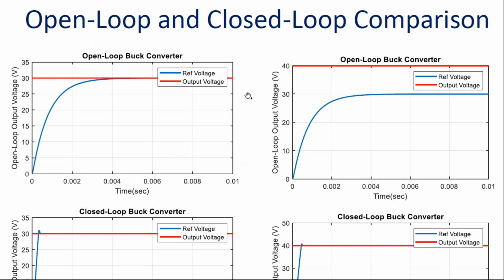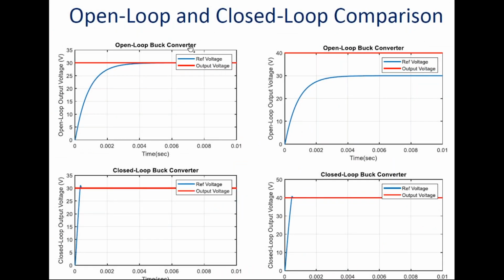Now what I can see here is the comparison of the open loop and the closed loop controllers. The left side is the open loop and the closed loop for a reference of 30. That means I want the output voltage to be 30. You can see that open loop is working fine, as we have seen, and the closed loop is also working fine, but it is pretty fast compared to the open loop. You can see that it has reached the maximum value in a very, very small time, maybe 0.1 millisecond or so.